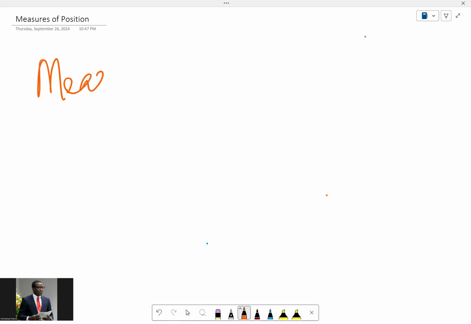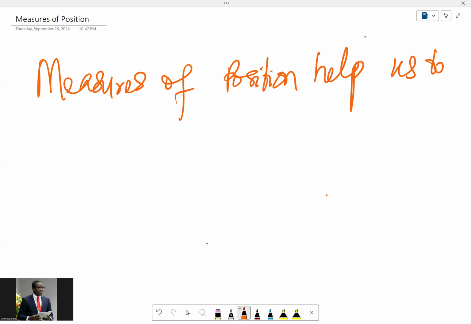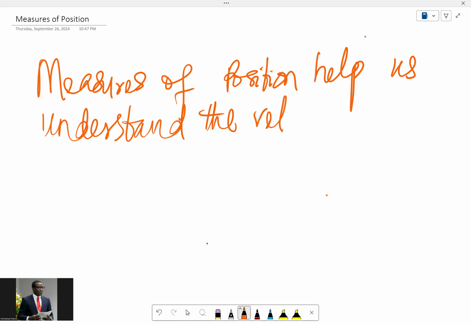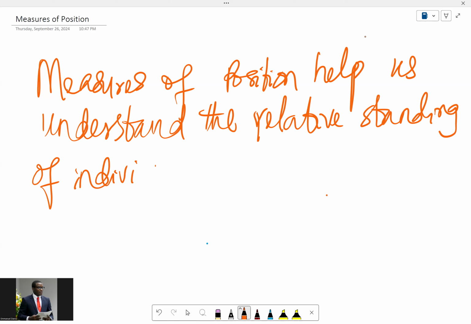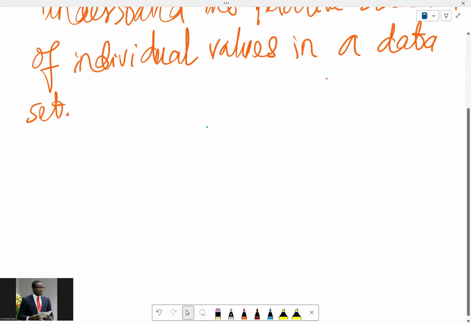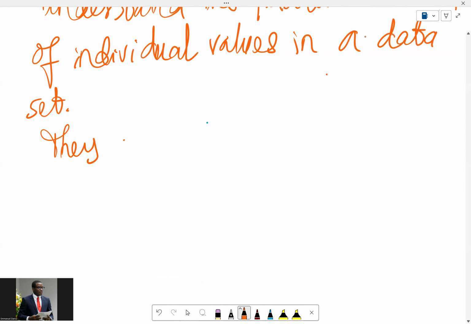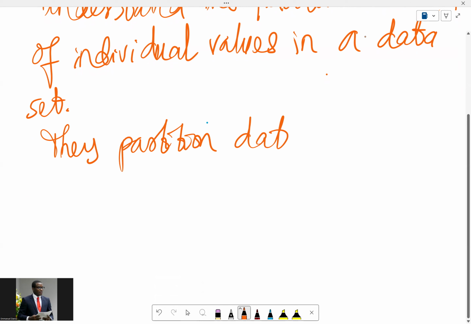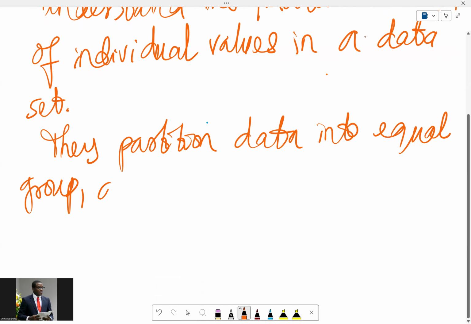So measures of position help us understand the relative standing of individuals, or rather individual values in a data set. That's to say that each value in a data set actually has its own position in the data set. So measures of position actually partition data into equal groups.